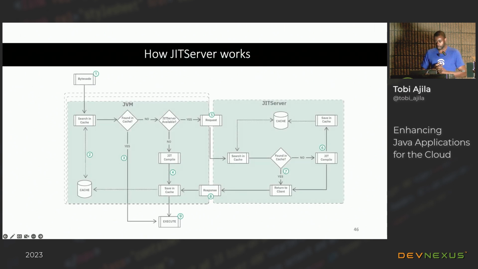So here is a little diagram that illustrates the workflow. On the left, we've got the client JVM, and on the right, we have the JIT server. When you need to make a compilation request, first check your cache. If it's not there, check to see if you have connected to a JIT server. If you have, then you ask the JIT server the same question: is it in the cache? If it is, you just return the method. If not, then you do the compilation and return that. Once it gets to the client's JVM, you populate the cache, and then you can execute the method.